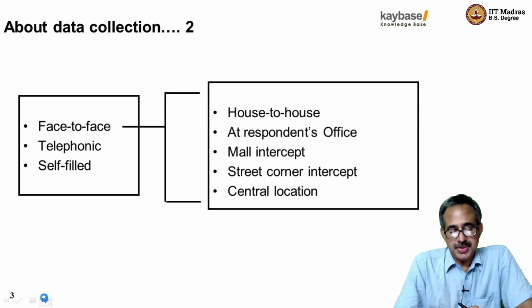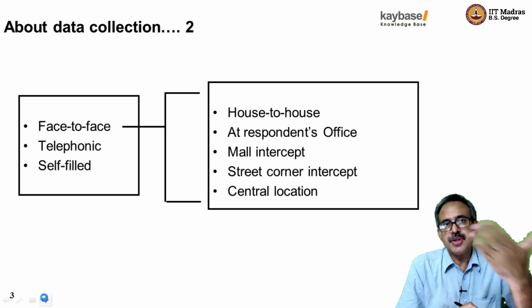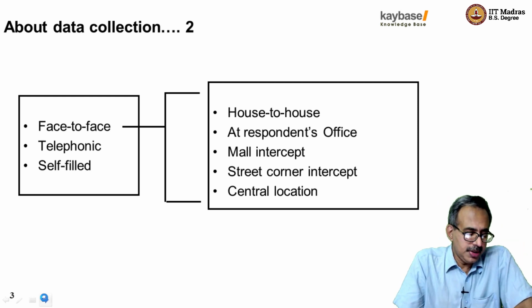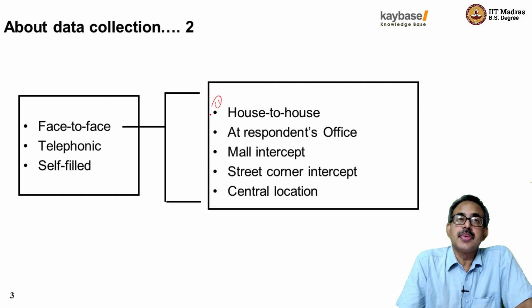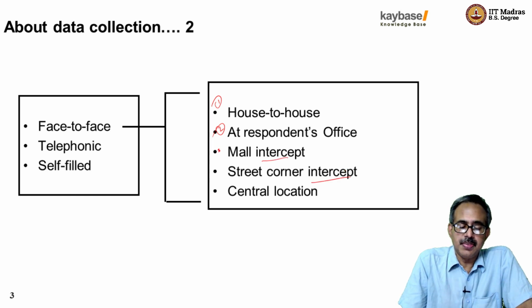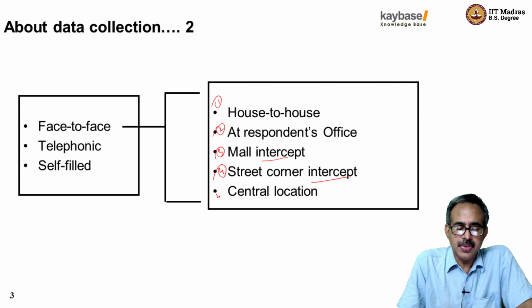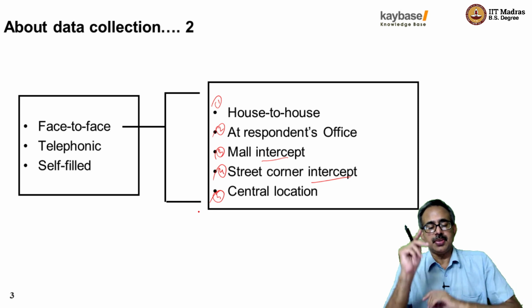Now, within face-to-face, there are various ways a face-to-face interview can be done. It can be done at the respondent's house. It can be done at the respondent's office. It can be done as a mall intercept interview. We'll come to this. Mall intercept or a street corner intercept, or the central location. So what are each of these?